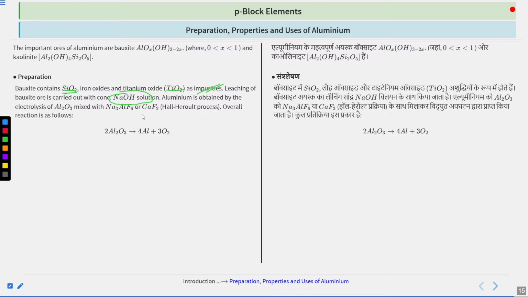First, it is leached with the help of NaOH, and then we treat it to obtain pure Al2O3. So we are electrolyzing this obtained Al2O3 to get the Al and oxygen as well.